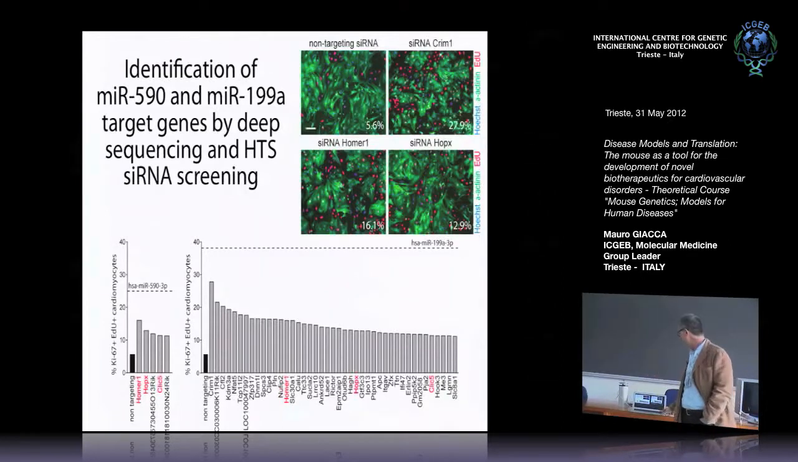For example, if you knock down titin, where is it? This one, you increase proliferation from, let's see, 5% to 15%. Never to 40%, which is the level of the microRNA. So probably the microRNA works so well because it has several targets, the sum of which increases proliferation.